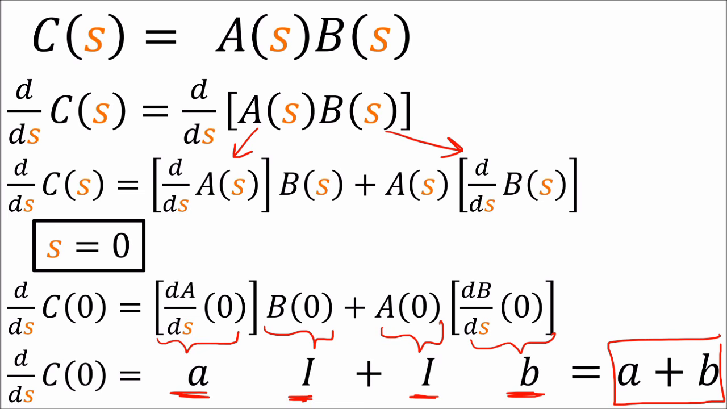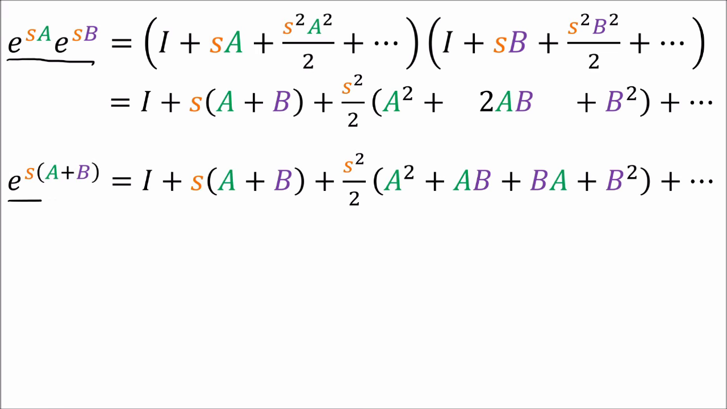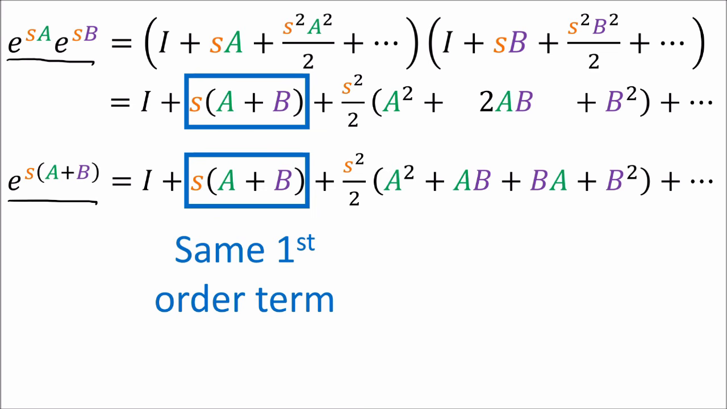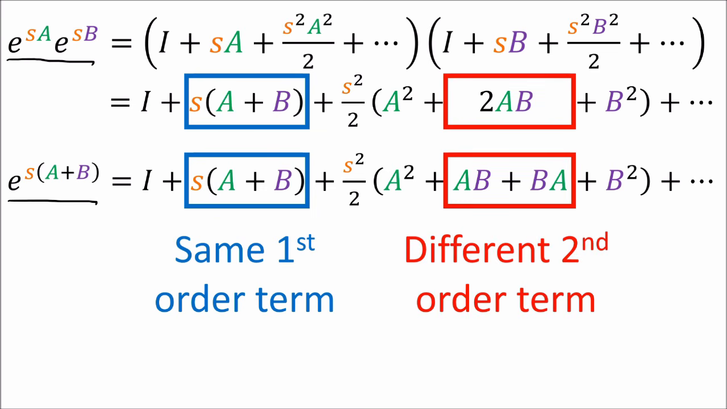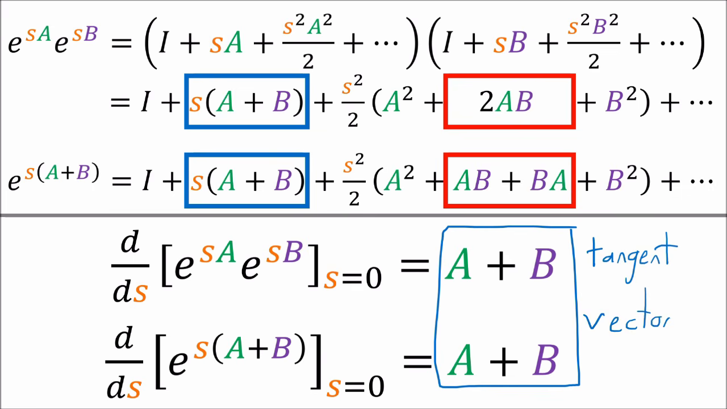I'm going to make a small aside here to explain the difference between a generator and a tangent vector. I've already explained that with matrix exponentials, the product of two matrix exponentials is not always equal to the exponential of the sum. However, if we expand these two formulas out as Taylor series, it turns out that the first-order terms in both series are equal, even though the later terms in the series are not equal. This means that both of these formulas have the same tangent vector at the identity.